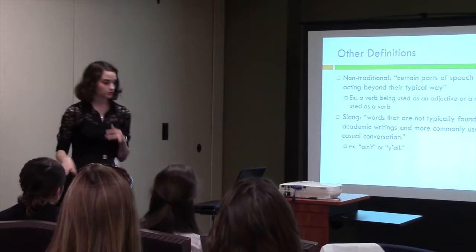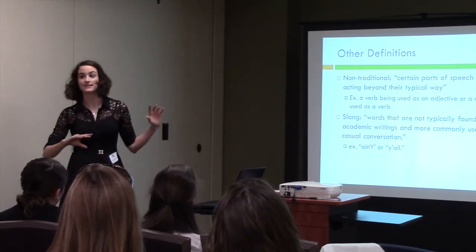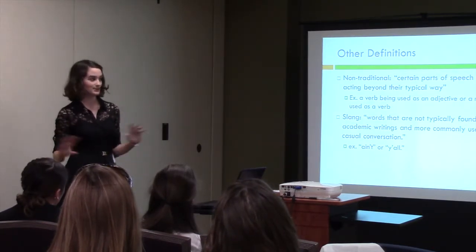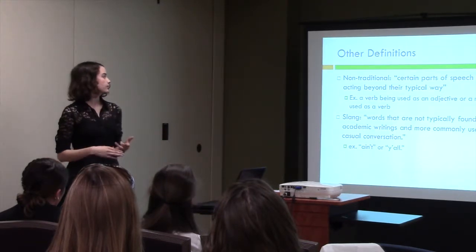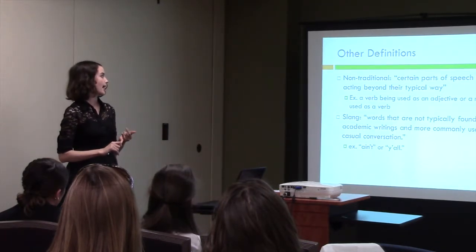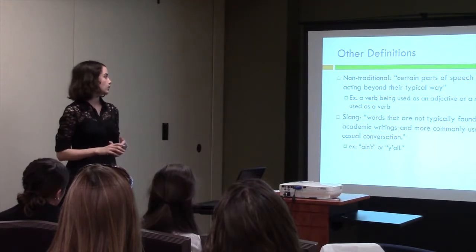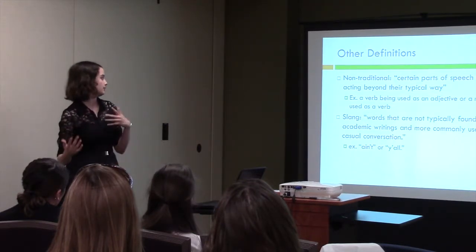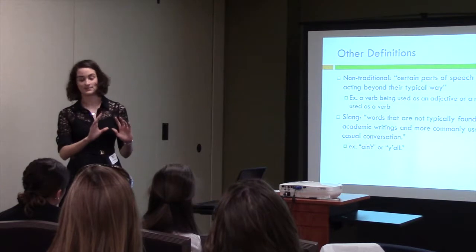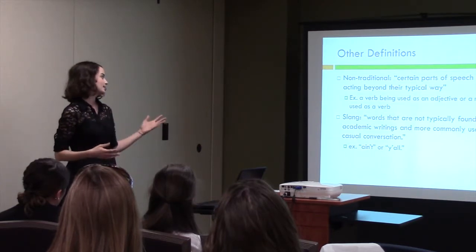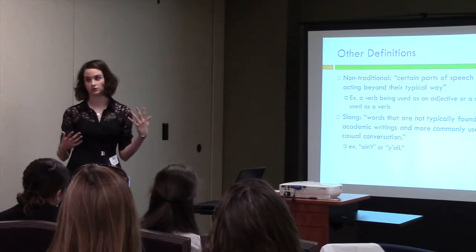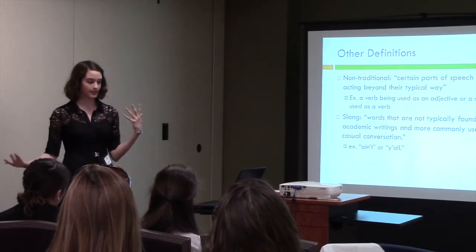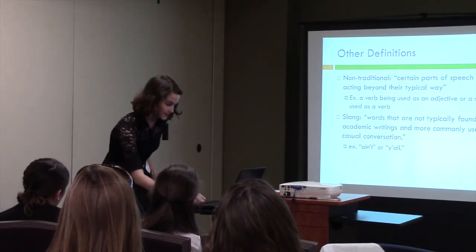So some other definitions I want to throw up there. I had parts of speech in this, and I was like, oh wait, everyone probably knows their parts of speech. So keep those in the back of your head. And non-traditional, I define it as certain parts of speech that are acting beyond their typical way. So a verb being used as an adjective or a noun being used as a verb. I'll give you some concrete examples. And slang, which are words that are not typically found in academic writings, are commonly used in casual conversation. Y'all, yins, all that fun language.